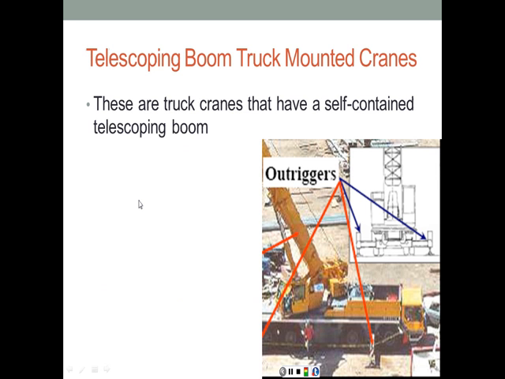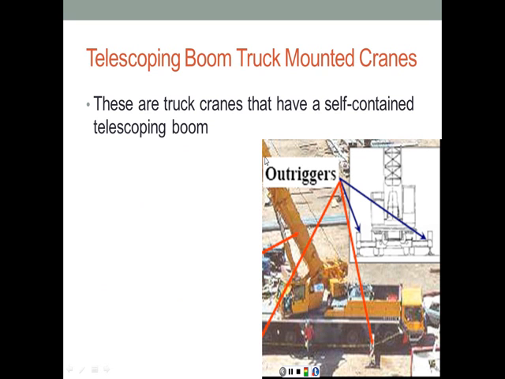Now, talking about telescoping boom truck mounted cranes. As you can see here, it's mounted on a truck, and the truck has outriggers. These are the outriggers that can extend to the sides to give better balance and stability to the truck, increasing the width of the base and therefore improving the balance. Once these hydraulic arms are lowered, they are lowered to an extent where the tires of the truck are not touching the ground anymore. So the full load is supported by the outriggers.